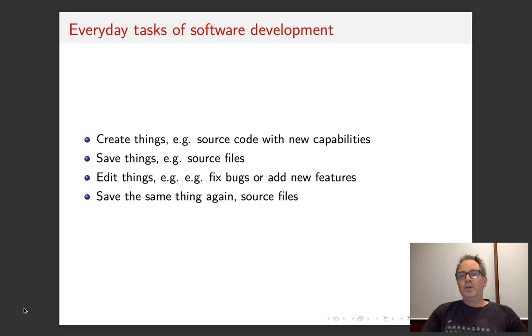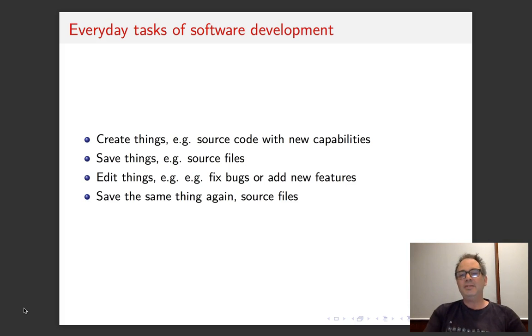When we think about software development, you can probably write down some tasks that you do every day in a software development project, right? You might create some things, in particular, maybe creating new source code or adding new capabilities. And obviously we're going to save these things because we want to store them for reuse. For example, the most common ones are source files. There might be a Java source file or a C++ source file, for example.